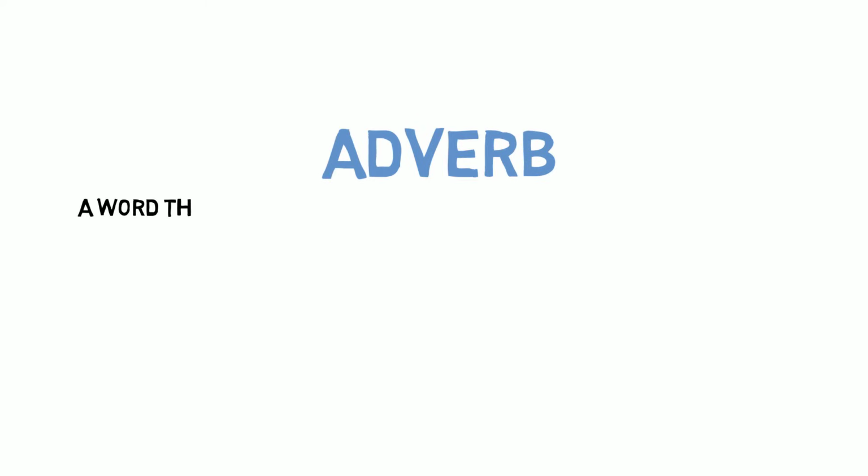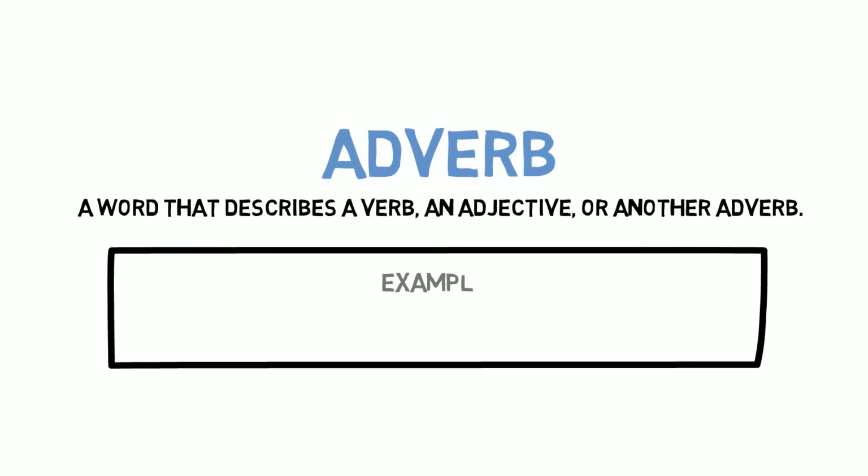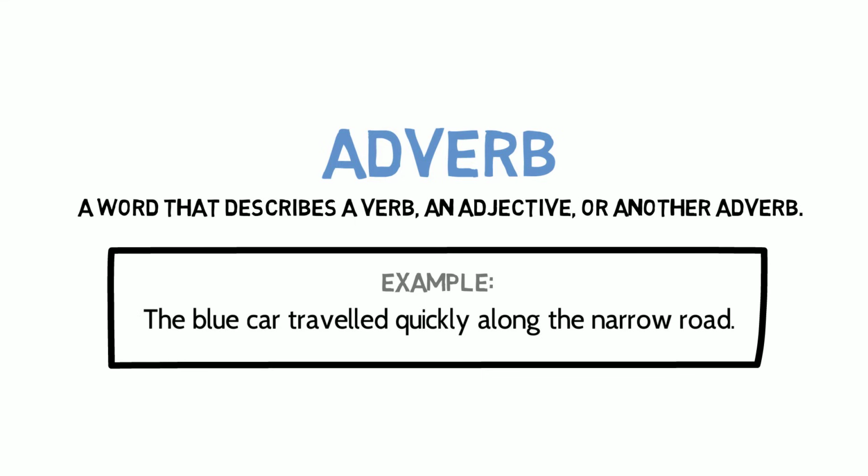Finally, adverbs. An adverb is a word that describes a verb, an adjective, or another adverb. That might sound a bit confusing, but an adverb is basically a word that gives us extra information about the information. So in our example, we're told that the car travelled, but then we're given even more information because we're told that it travelled quickly. And so quickly is the adverb in this sentence.